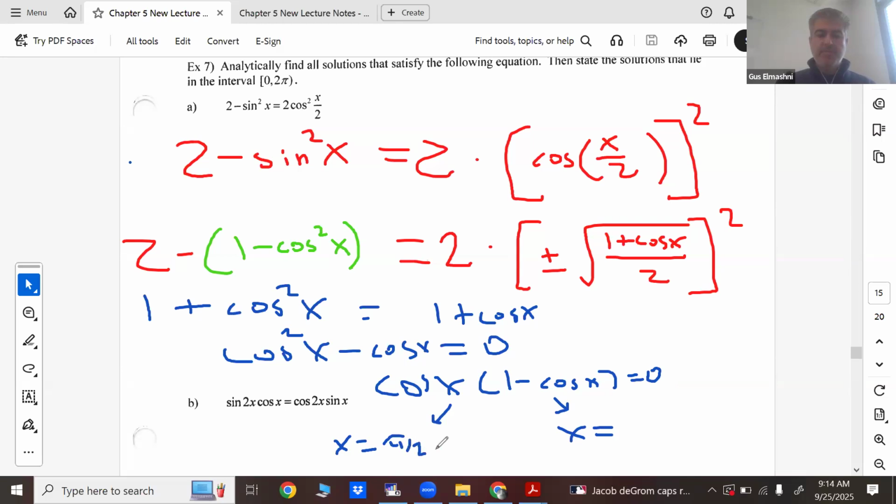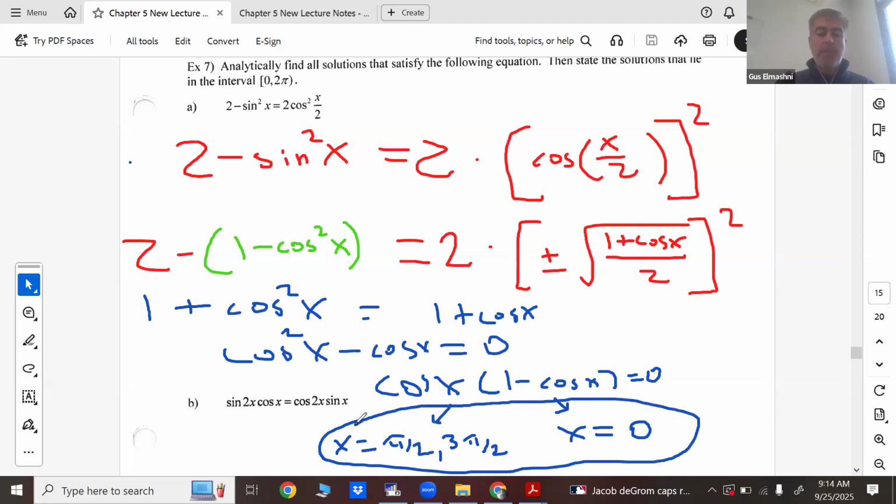Do we need to find a general solution for this? Yeah, you do. You guys should get 3 answers in the first rotation of the unit circle. Yes. Yep.